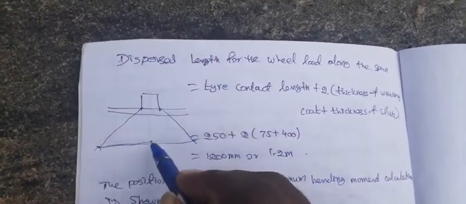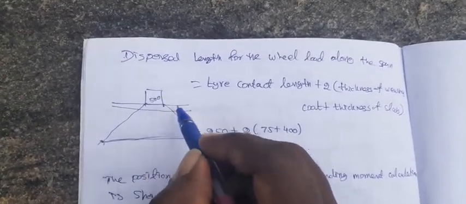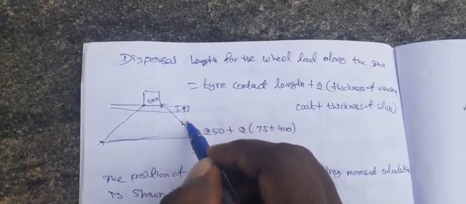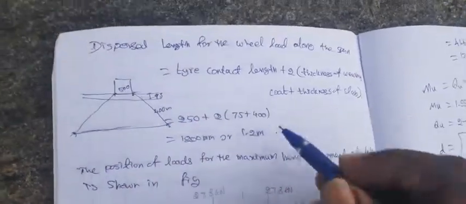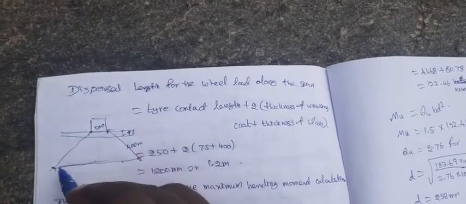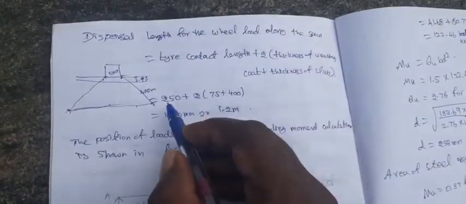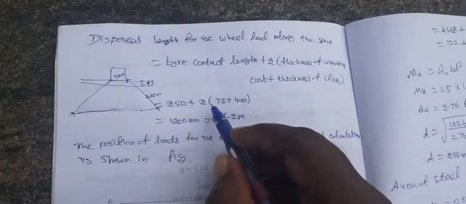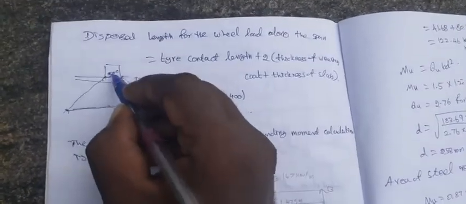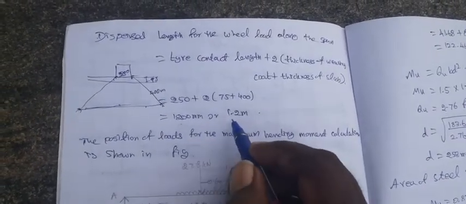So we should know the overall width like here. This we know is 500 mm, and this wearing coat is at 45 degrees. It is 75 mm. This is 400 mm. So the tire contact length plus 2 times this portion, 1 times here and 1 times here, plus the thickness of the slab. So here 250 plus 2 into 75 plus 400. So its value comes to around 1200 mm or 1.2 meter.